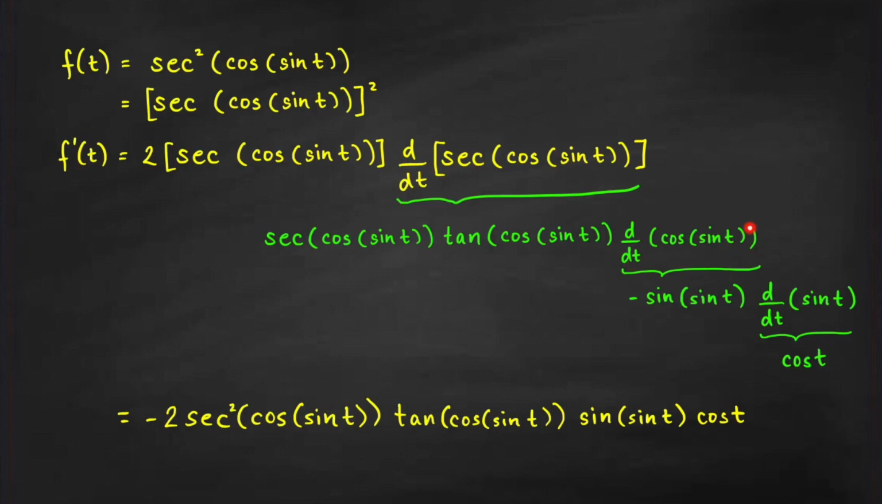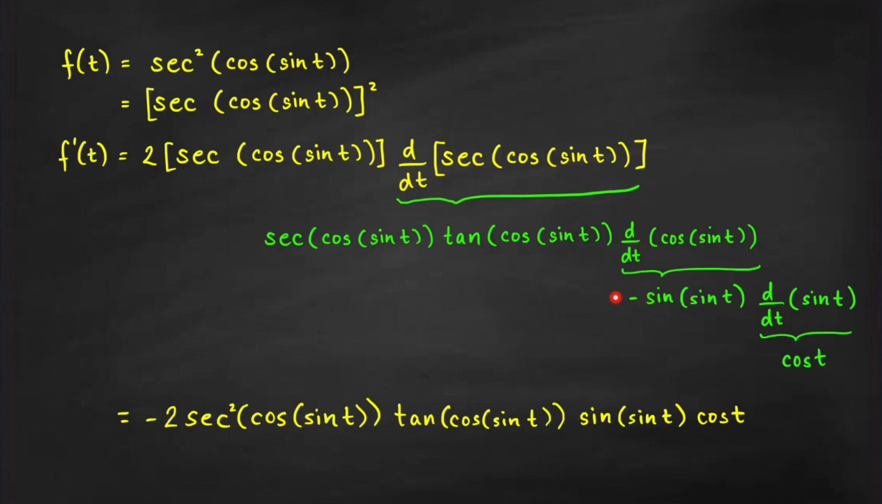Now we're left with this one, and what is the form of our function? It is cosine of a function, so cosine u. So you use the derivative of cosine u, which is negative sine u times the derivative of u with respect to t. And finally, we get the derivative of sine t with respect to t, which is equal to cosine t. Now we can write our answer.